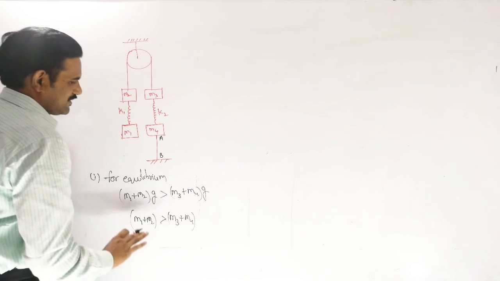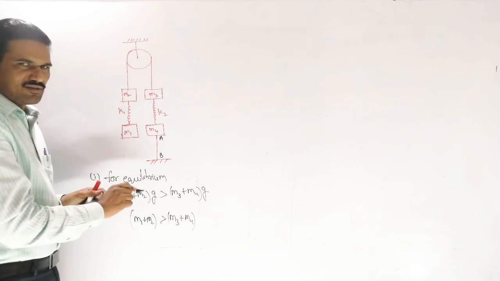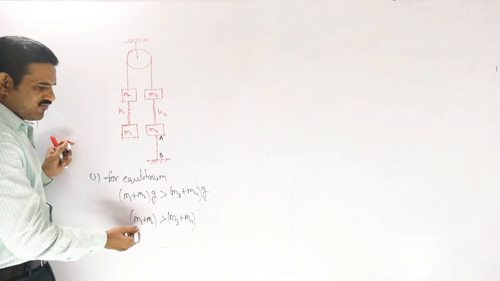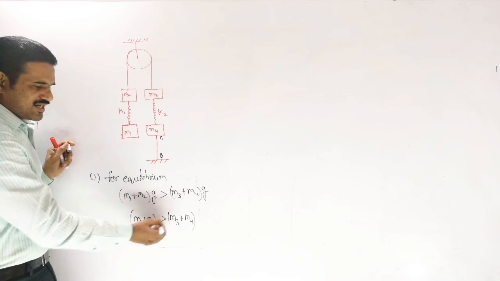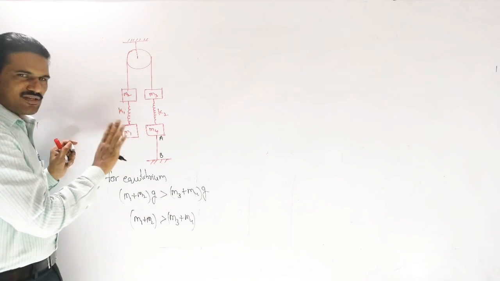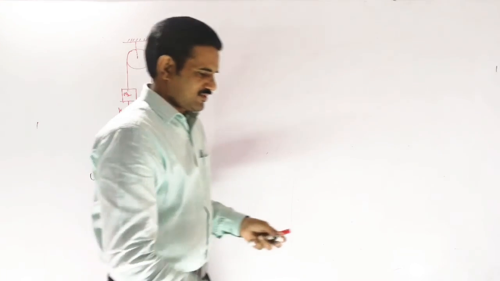So that the system is in equilibrium with some tension in this string. Is it clear? If you are taking RE greater than, that means M1 plus M2 is greater than or equal to, when they are equal, then the system will be in equilibrium only, but the tension in the string will become 0. Is it clear?